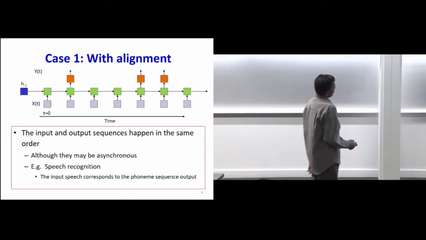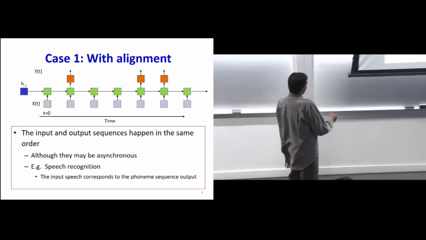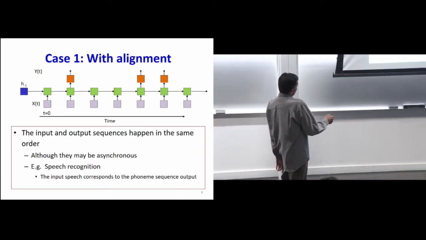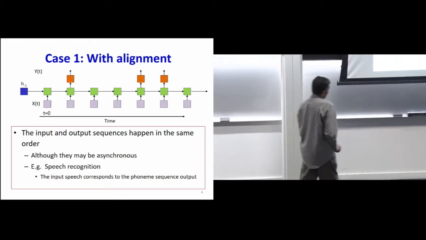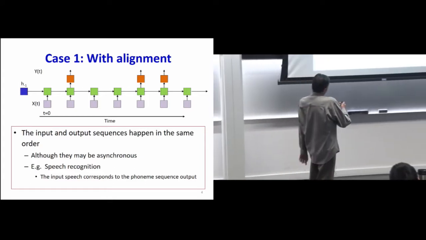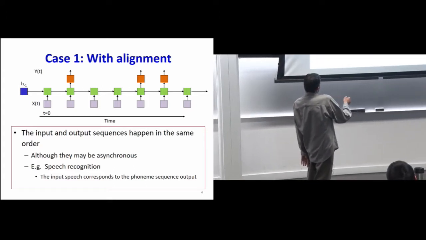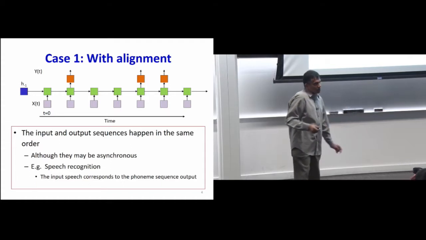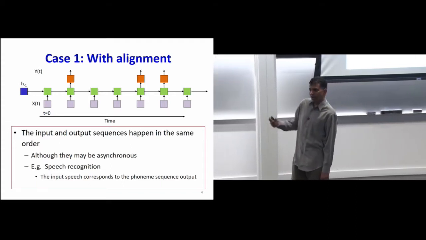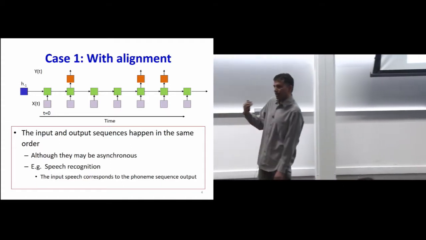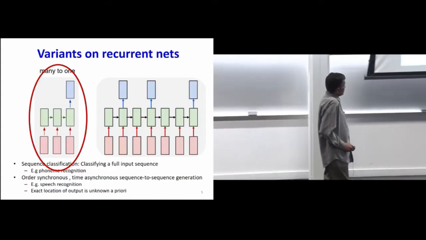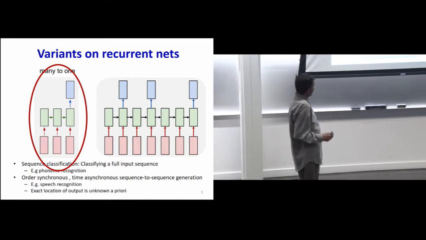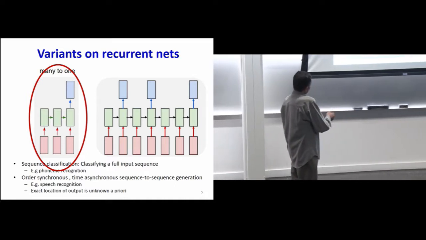So consider this. The situation is going to be something like this. You have an input and you have an output. The input and output sequences occur in the same order, like in speech recognition. You have a sequence of speech frames going in, and at various points in time, the network is going to say, I heard an ah, I heard a b, I heard a d. It's going to pop answers out, right? So that is a generalization of this problem over here.